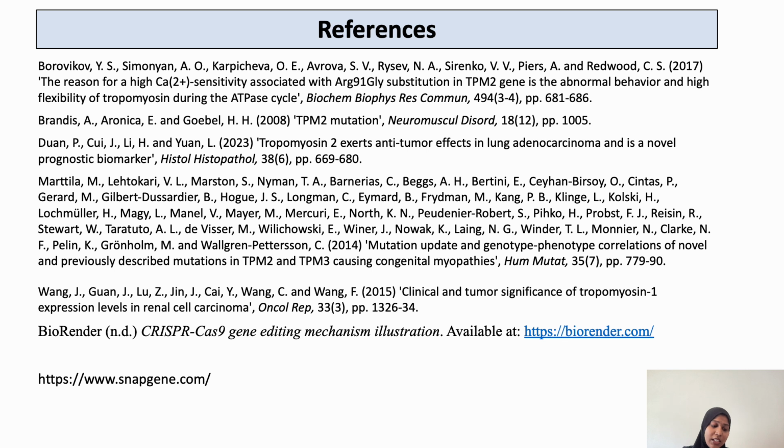Now the conclusion is, we successfully cloned and expressed the TPM2 gene in HK29 cells, enabling us to study its role in actin filament stabilization and cellular structure. So this work may pave the way for deeper insights into cytoskeleton disorders and potentially cancer biology.